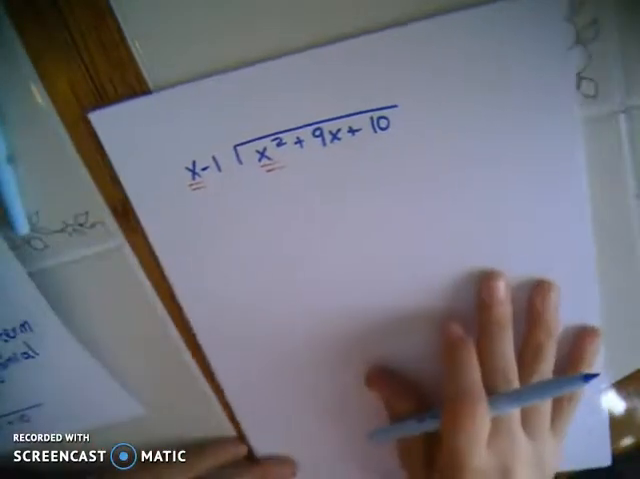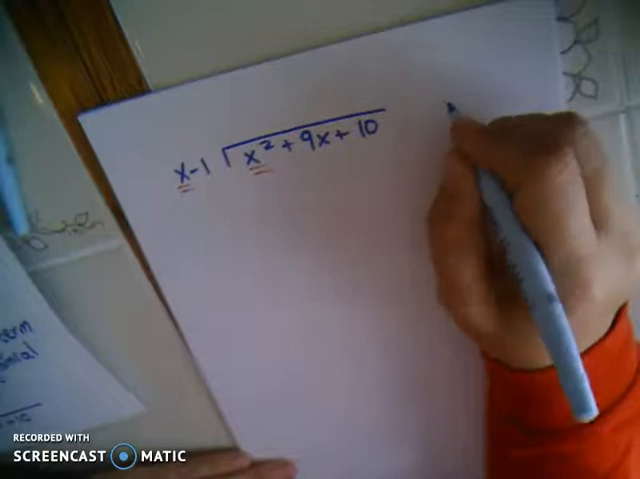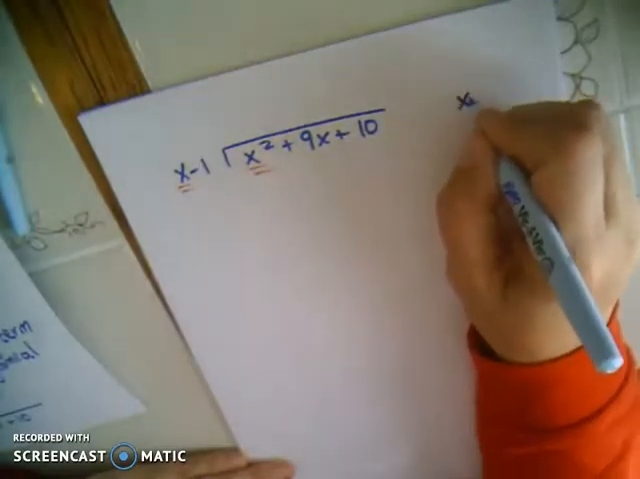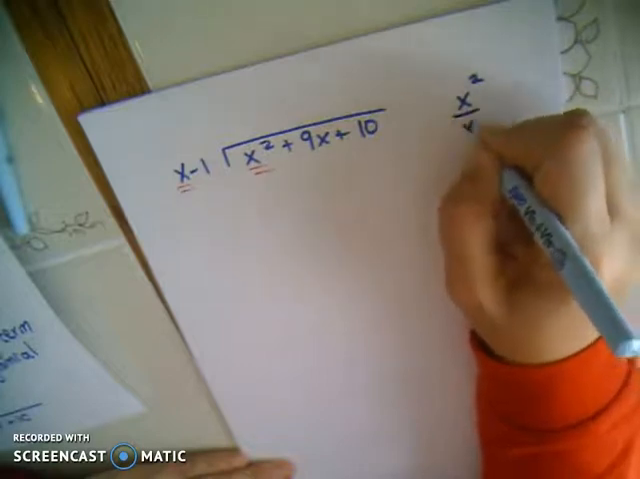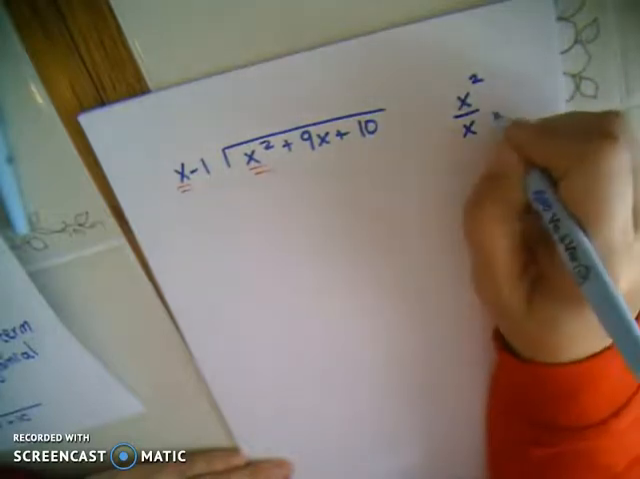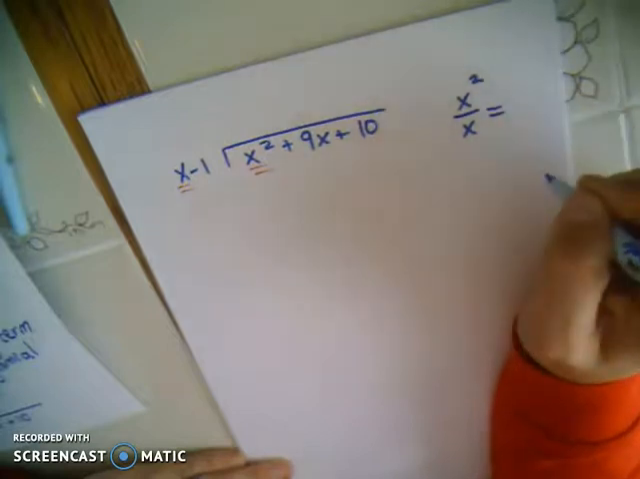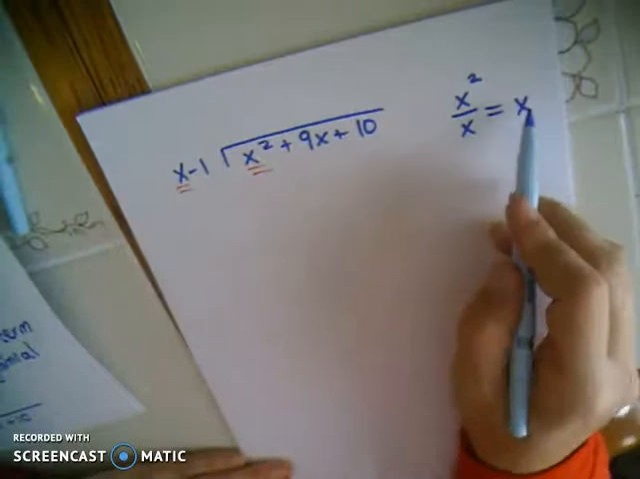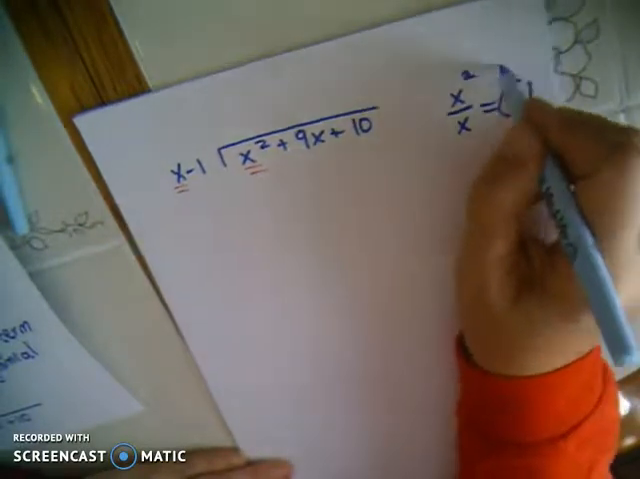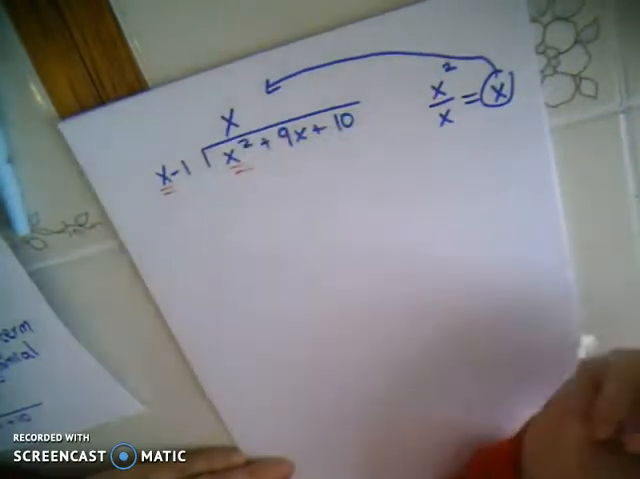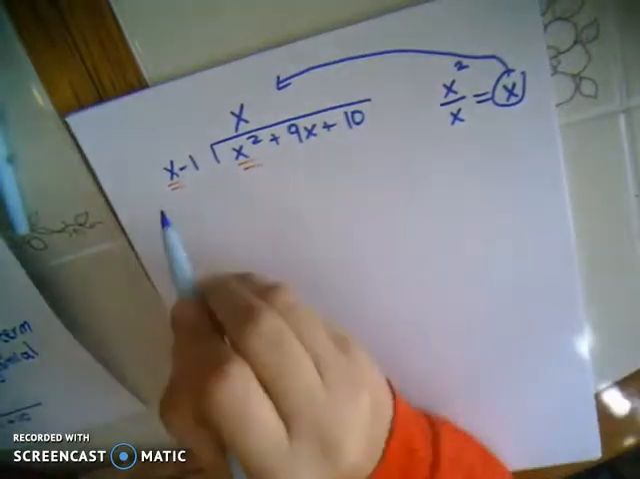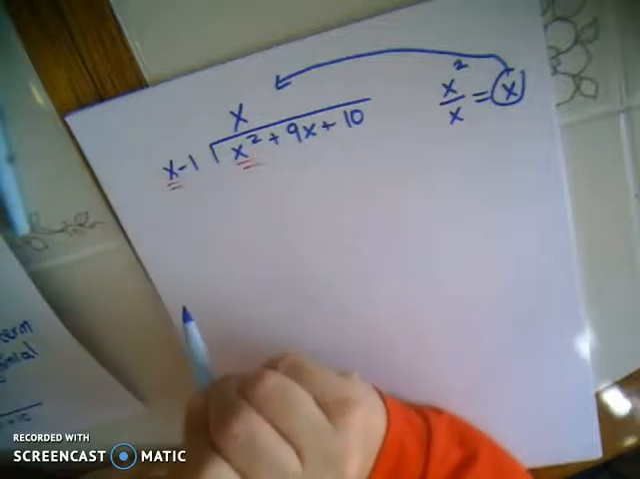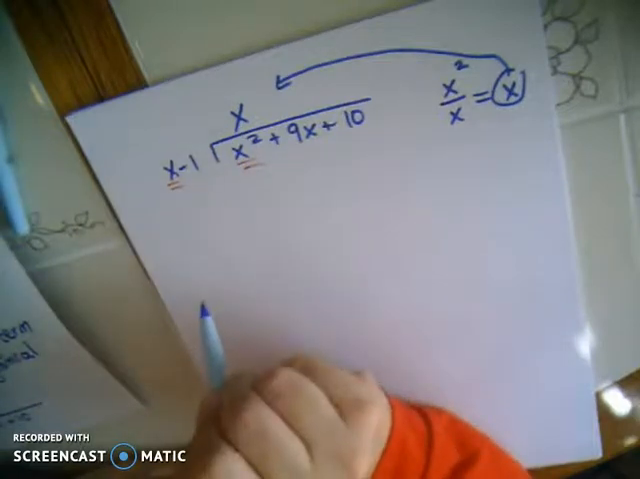And sometimes off to the side, I like to do my own little division problem here. The first step is asking me to figure out what x squared divided by x is. And we can simplify that with just laws of exponents. That's just an x. So that's what goes over here. So that's my divide step. I divided the first term inside by the first term outside, and I got an x.